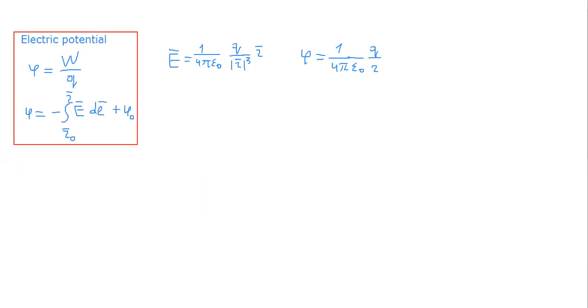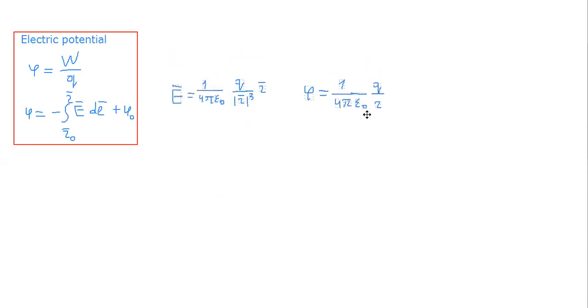Potential of point charge. If you know the electric field intensity and potential of a point charge, theoretically we can find the field and potential for any system of electric charges by using the superposition principle.